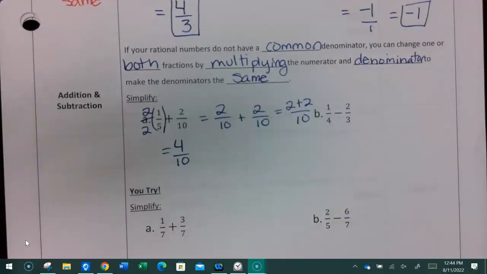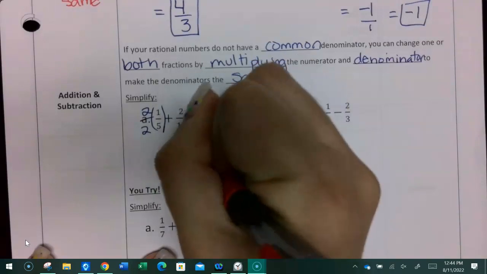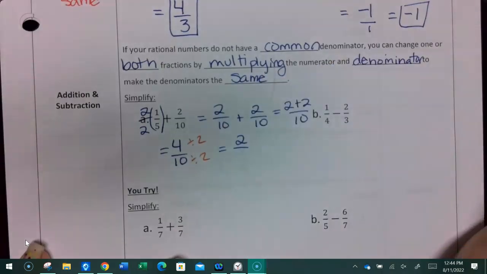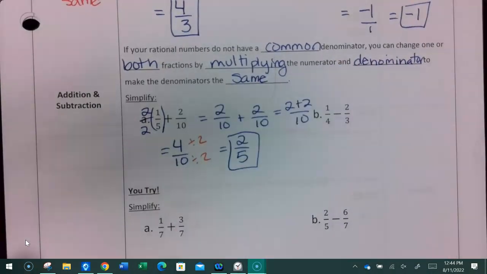Okay. Do we like it written like this? No. What do we want to do to fix it? So 4 divided by 2 is going to give me, and 10 divided by 2 is going to give me. Questions on A?